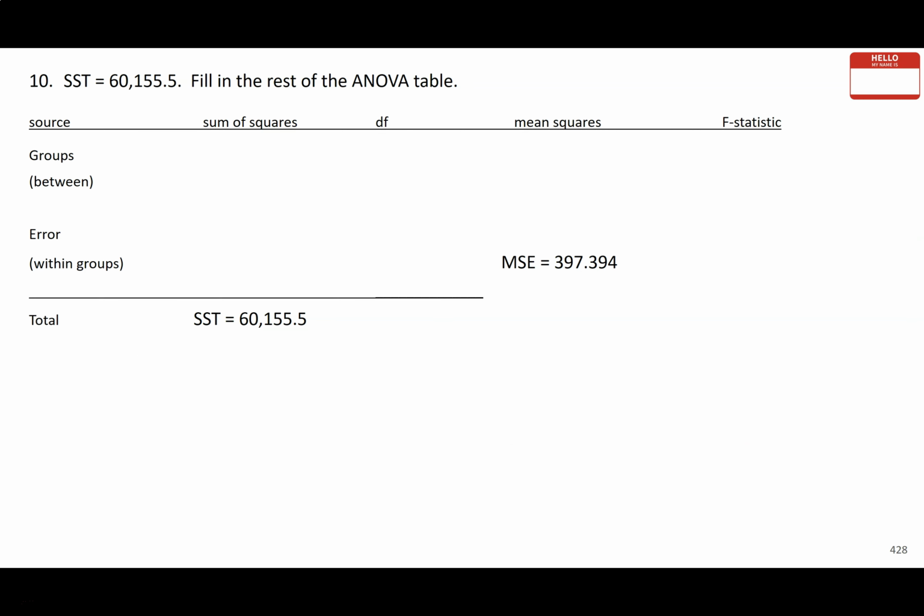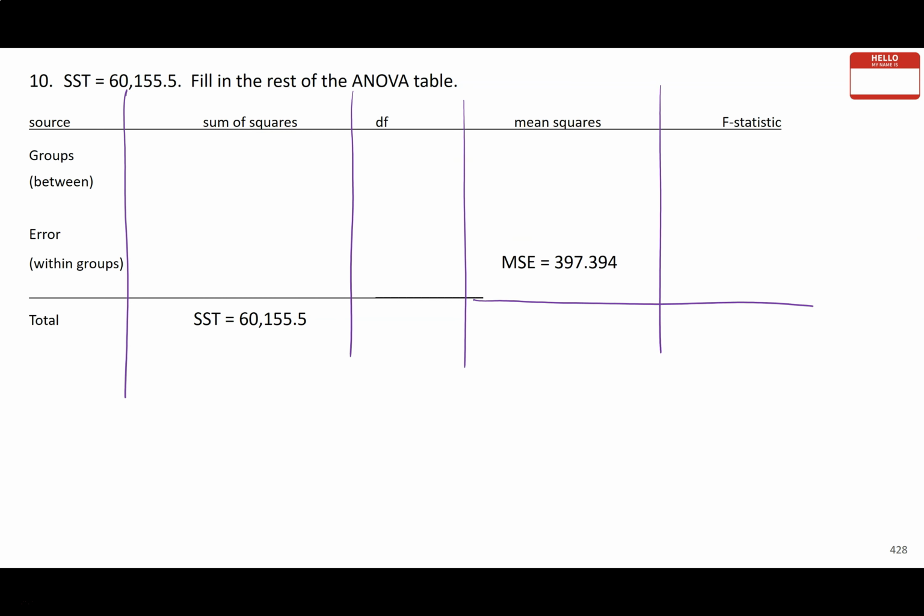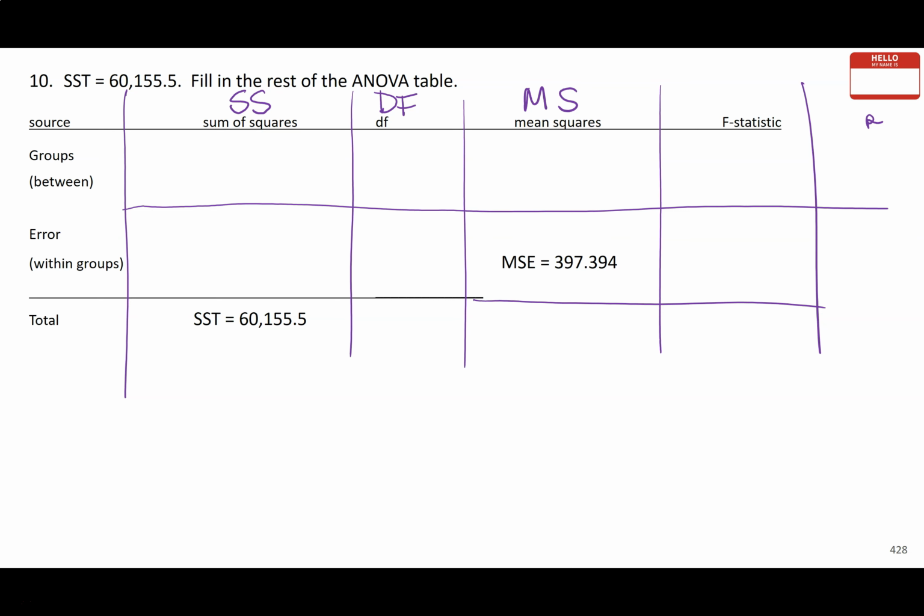So here, this is what we were talking about. We love, and I mean we love, to fill out these ANOVA tables. It is our bread and butter. Absolutely. So: sum of squares, degrees of freedom, mean squares, and then F statistic. You could probably include p-value, but I'll get to it on another one. So between groups, this is for treatment, this is error, and this is total.